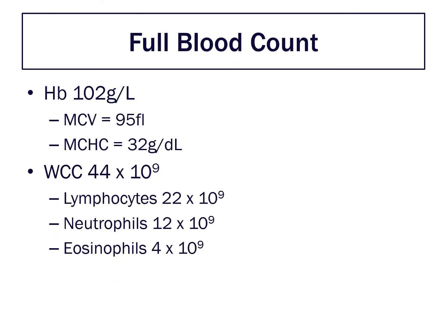You then perform a full blood count and find that he is mildly anemic with a hemoglobin of 102 grams per litre, but with a normal mean cell volume and mean cell hemoglobin concentration. You also find a raised white cell count consisting predominantly of lymphocytes, but note that the neutrophils and eosinophils are also raised.